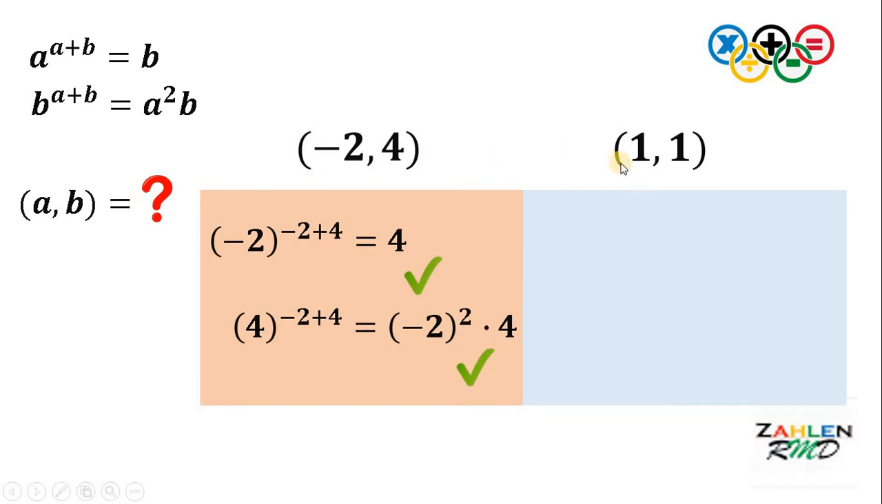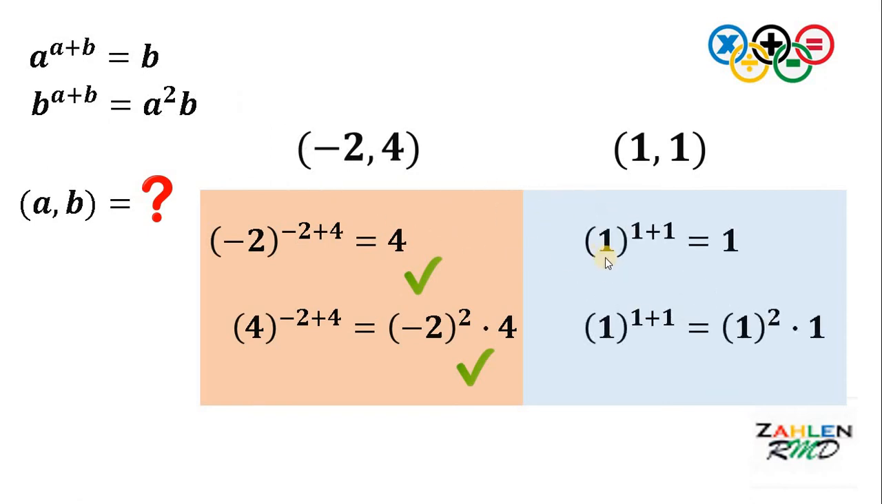Now, how about 1, 1? So what we're going to do is to replace all a with 1 and all b with 1. If we do that, we have 1 raised to 1 plus 1 equals 1 on the first equation, and on the second equation, we have 1 raised to 1 plus 1 equals 1 squared times 1. Now, 1 raised to 2 will give us 1, so therefore 1 equals 1, and the first equation satisfies.